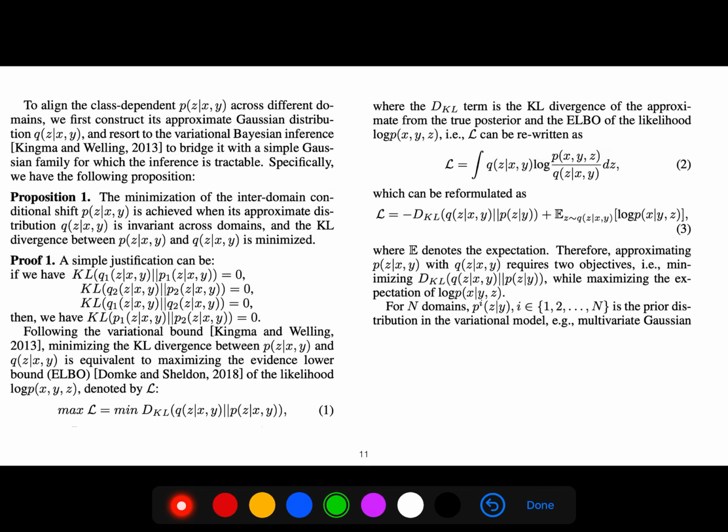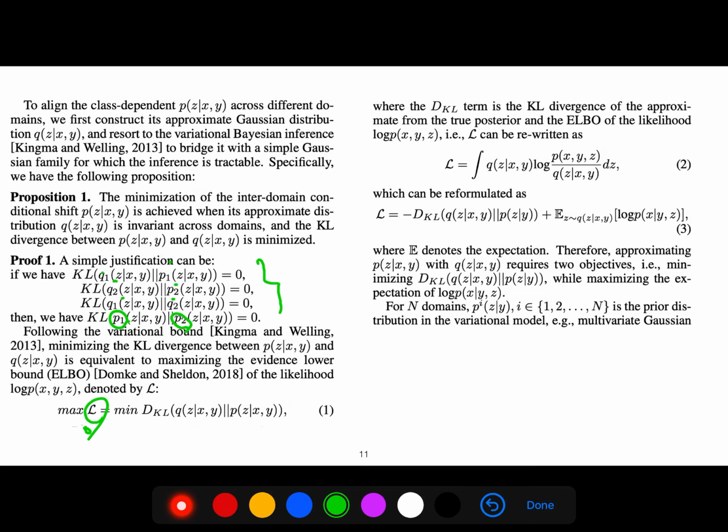So you see a simple justification that if we have KL divergence of each pair, Q1 and P1, Q2 and P2, Q1 and Q2, being 0, then we infer that P1 and P2 should also have the KL divergence between them be 0. And following the variational bound, minimizing the KL divergence is equivalent to maximizing this ELBO. ELBO stands for evidence lower bound.